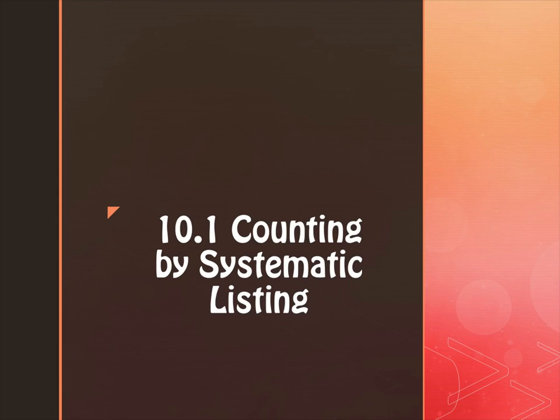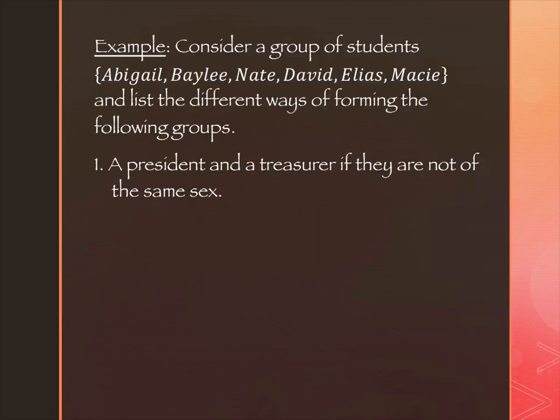So 10.1, we're going to be taking a look at systematic listing, where we simply list out the things that we're counting. And so these tend to be smaller amounts of things we're counting. I mean, if it gets too big, we're not listing things out. We're going to have other strategies to be able to employ.